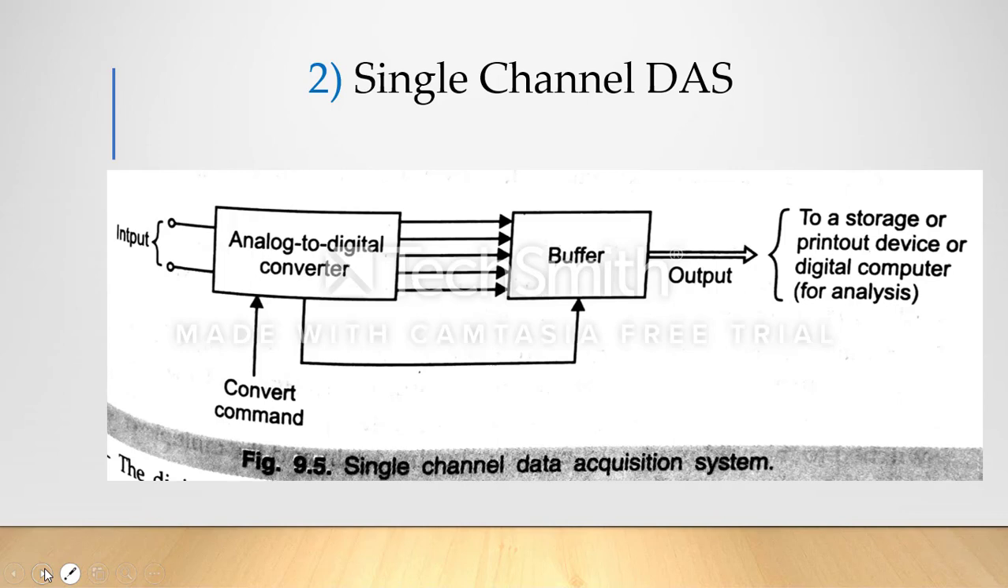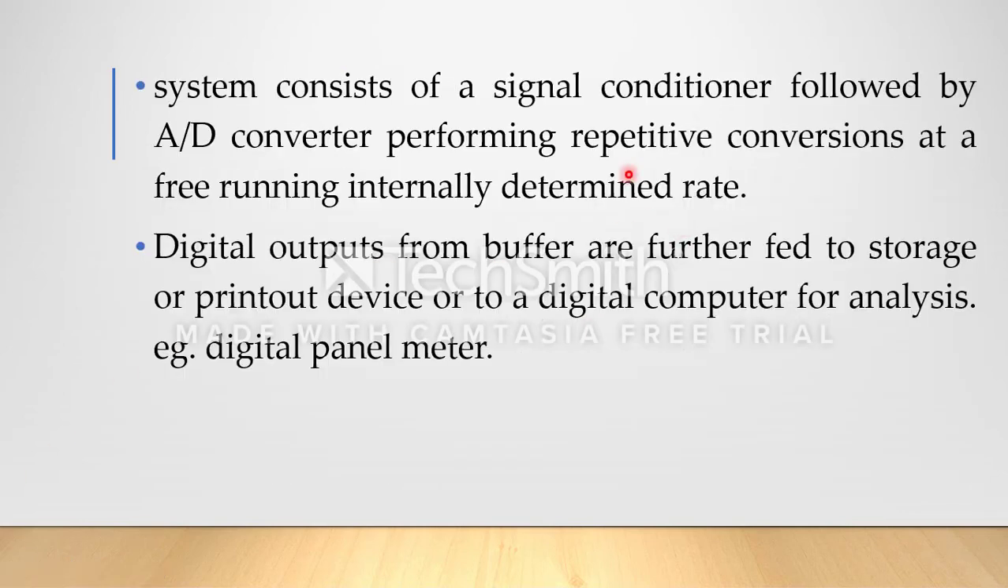Now the second type in data acquisition system is a single channel DAS, where we have a single input, and that is given to the analog to digital converter, which is given to a buffer. The buffer is there because, before giving to a digital computer, we need to check whether the data given to the computer is okay. So that is why we need this buffer, to protect the computer from any harm. So that is why this buffer circuit is given and then given to the digital computer. So you just go through this. What are the single channel DAS?